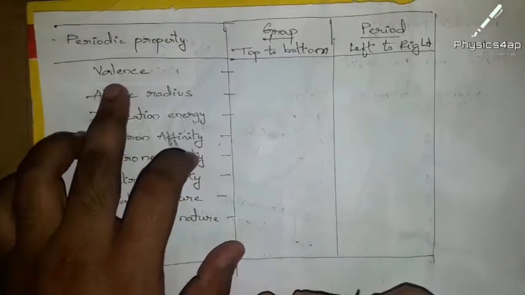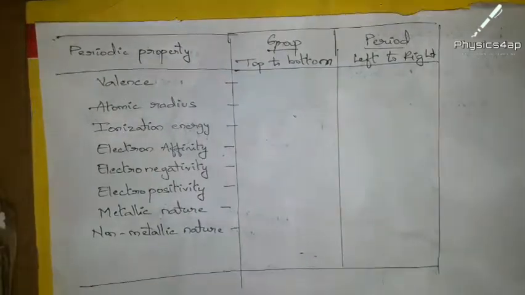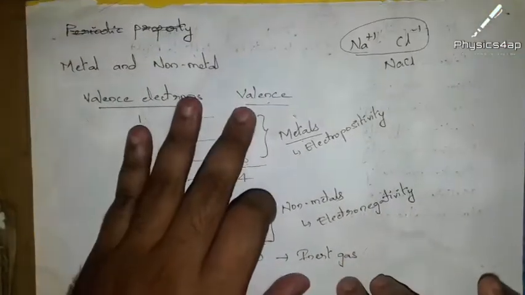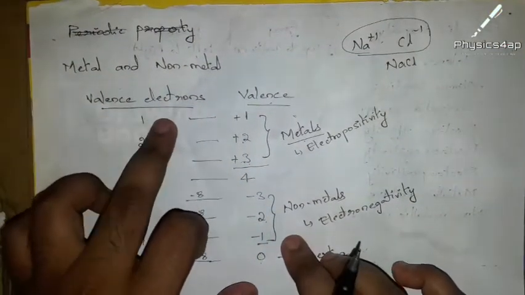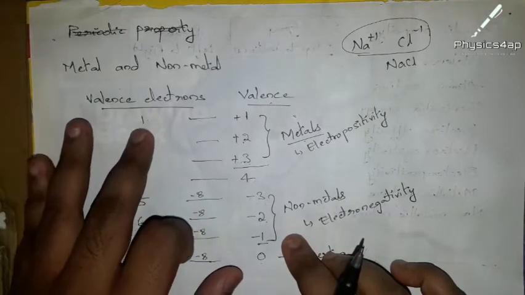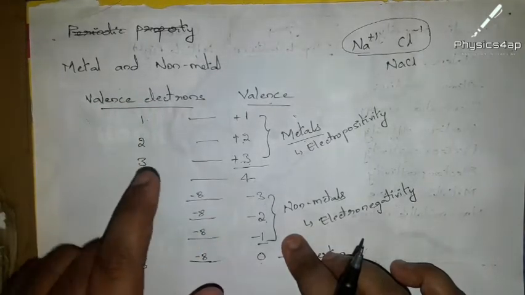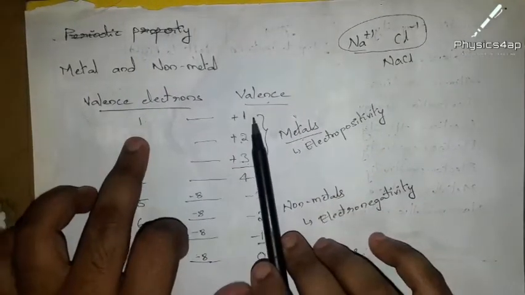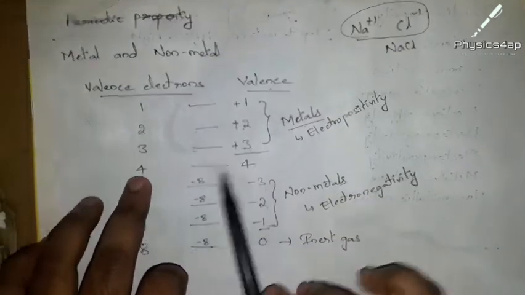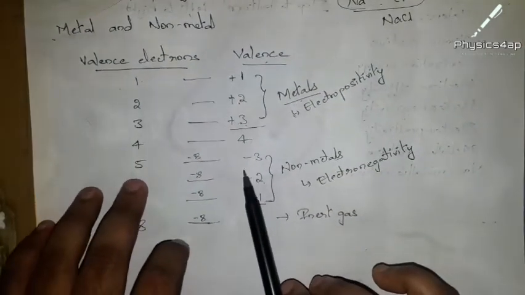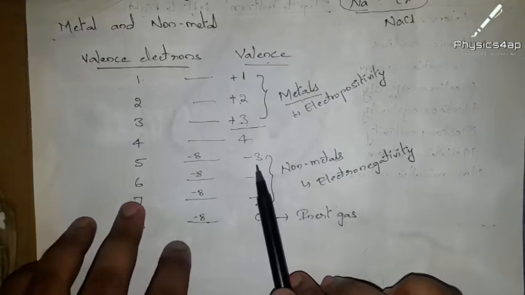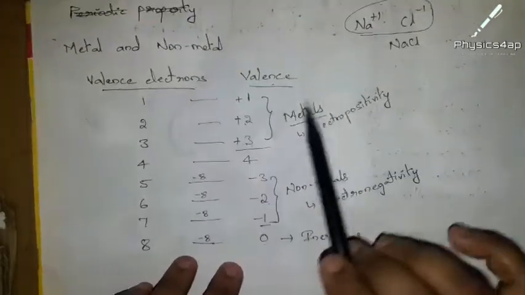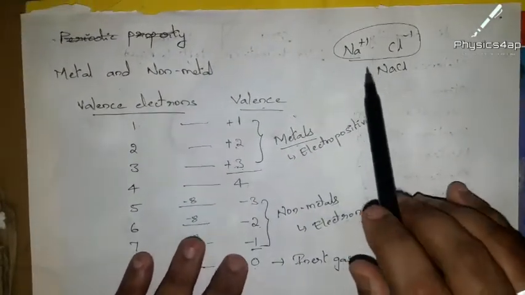First, what is valency? As we discussed in our previous episode, valency is nothing but the combining capacity. The valence electrons are the electrons present in the outermost orbit. The respective valencies are plus 1, plus 2, plus 3, and as usual 4. Then for 5 valence electrons we have minus 3, minus 2, minus 1, and for 8 we have 0.